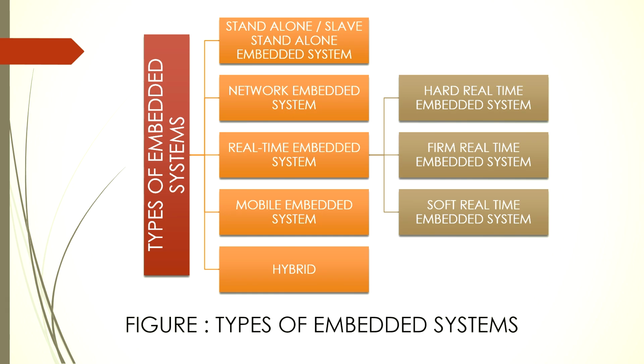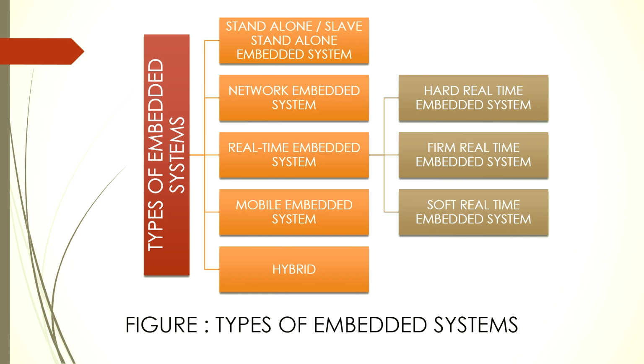Under real-time embedded systems, we have 3 types: hard real-time embedded system, firm real-time and soft real-time. In hard real-time embedded system, delays are strictly followed. If the delays are not followed, that is, if the embedded system does not work as it should, there will be a possibility of life loss. Examples for such embedded systems are airbags and pacemakers.